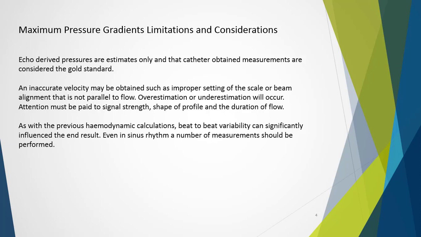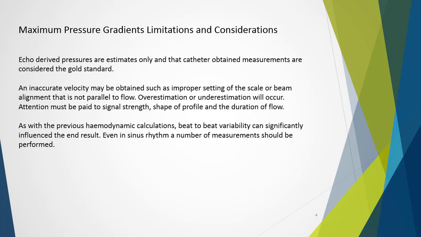An inexpert sonographer may also interrogate the wrong flow. This is more problematic when the blind CW probe is in use. Aortic stenosis, mitral regurgitation, and tricuspid regurgitation all move in the same direction. Attention must be paid to the signal strength, the shape of the profile, and the duration of the flow that's obtained. As with previous hemodynamic calculations, beat-to-beat variability can have a significant influence on the end result.